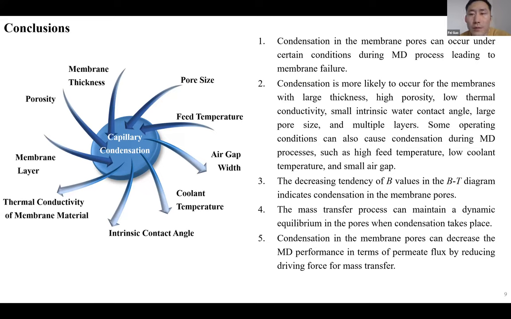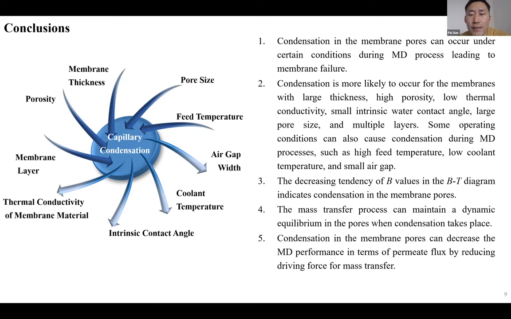Condensation in the membrane pores can happen under certain conditions during AMD processes, leading to membrane failure. The condensation is more likely to occur for membranes with large thickness, high porosity, low thermal conductivity, small intrinsic contact angle, large pore size, and multiple layers. Some operating conditions can also cause condensation in AMD processes, such as high feed temperature, low coolant temperature, and small air gap.